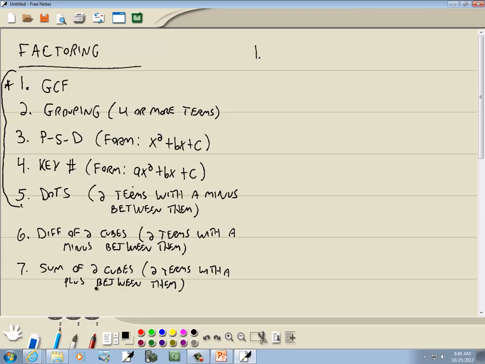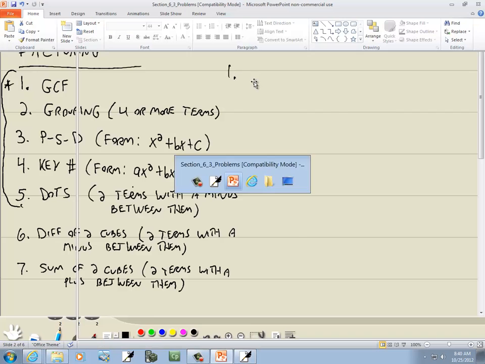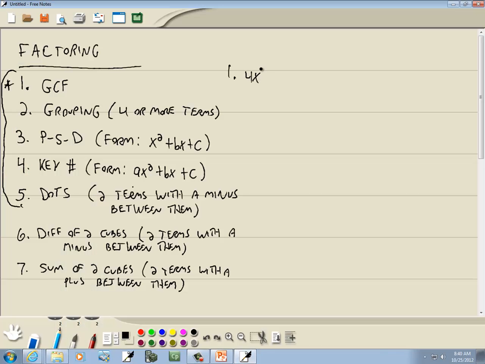So number 1. We've got 4x squared plus 17x plus 4. Come up here, GCF. There is no GCF. Grouping, 4 or more terms, that doesn't fit. PSD, x squared, no x, and there's no number in front of your x squared. Well, that doesn't fit, because there is a number in front of our x squared. Key number, x squared plus x plus a number, and there's a number in front of your x squared. Well, that fits.